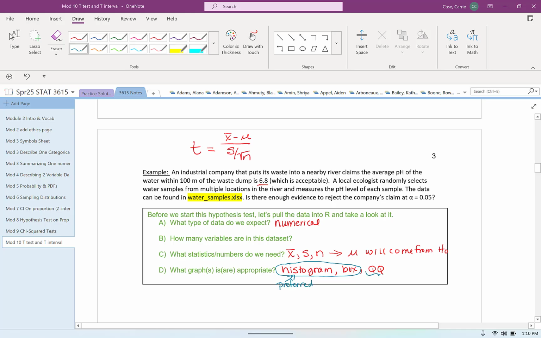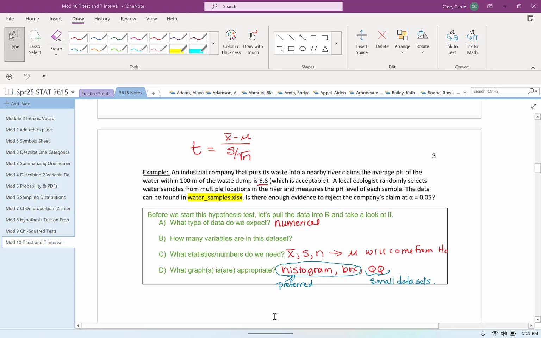We use a QQ plot when we have small data sets for sure, or when we can't show normality with the histogram or the box plot. But you definitely want to graph your data with a histogram or a box plot. I prefer the histogram unless you have a teeny tiny data set.